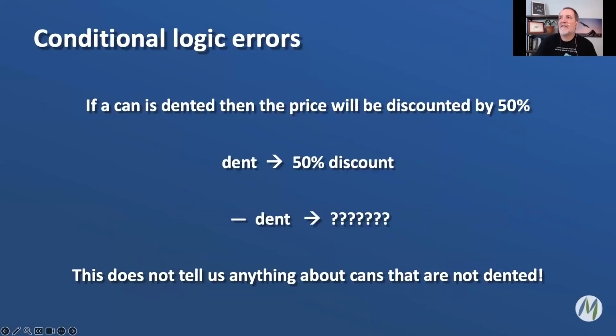So again, if a can is dented, then the price will be discounted by 50%. If a can is not dented, we don't know. Maybe it's going to be discounted by 50%. Maybe it's not. We don't know. So this original conditional statement does not tell us anything about cans that are not dented. We can't make any kind of inference or draw any conclusion about cans that are not dented. We just don't know.